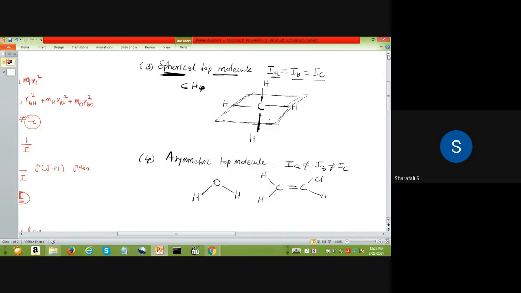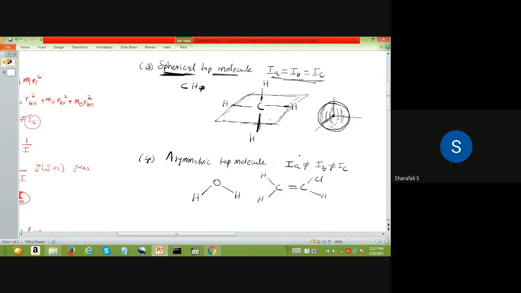So these are the classifications of molecules on the basis of the moment of inertia. They are classified as linear, then symmetric top, then spherical top, then asymmetric top. And if you consider the spherical top, IA equal to IB equal to IC, if you draw that, then you will get a sphere. You consider this as your center and IB equal to IA equal to IC, then you will get a sphere like this. That is the spherical top.